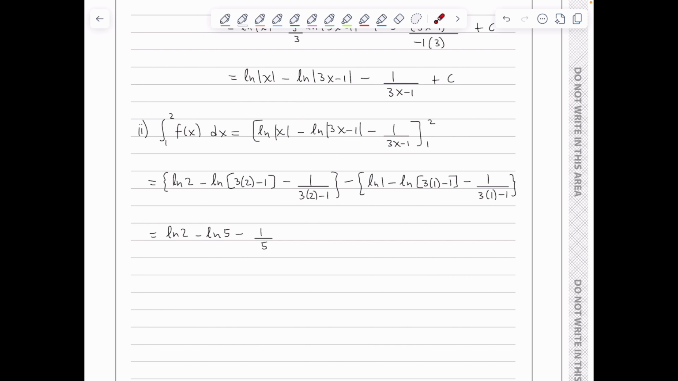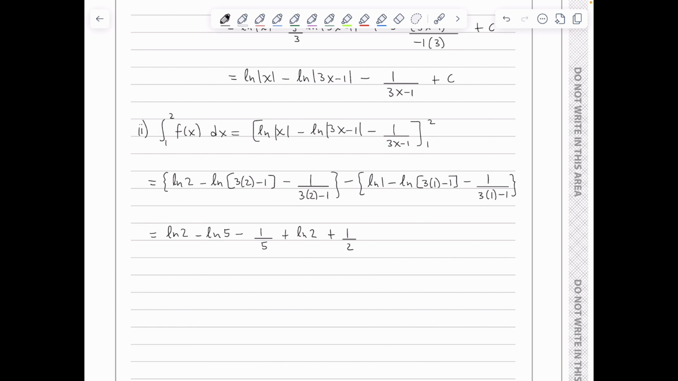Now the ln of 1 here is simply 0, so it vanishes. So we've got ln of 2 here, and the two negatives give me a positive. So plus ln of 2, and then we've got minus the negative 1 over 2 here. So we've got plus a half.